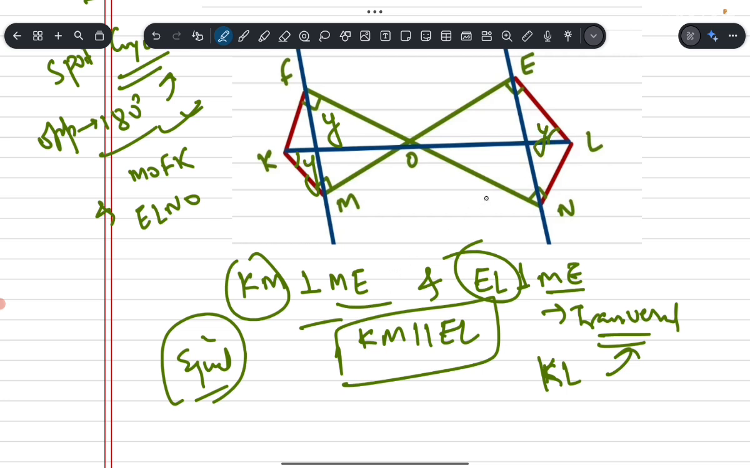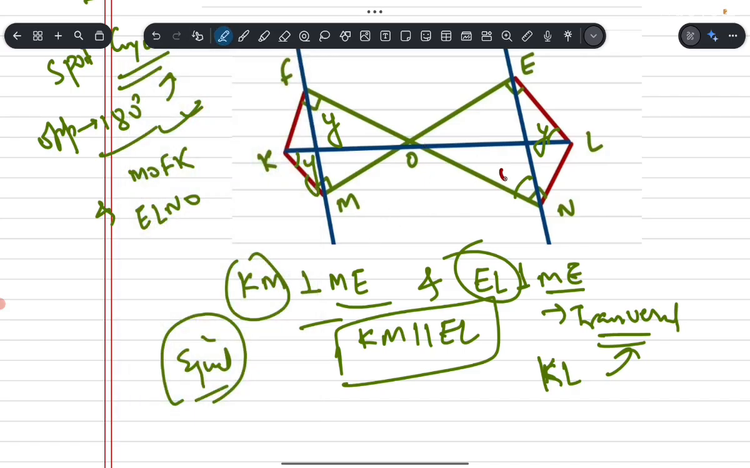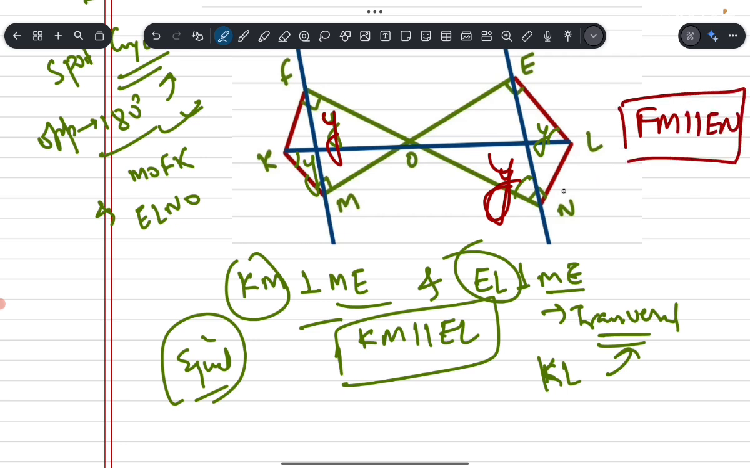Perfect. Now observe, using the theorem, in this quadrilateral, which is also cyclic, I can say that this angle is also Y, right? Why? Because both of them are subtended by the same common chord, that is EO. So we have proven that this angle is equal to this, and that is what we needed to do in order to prove that FM is parallel to EN. And we're done with the problem.